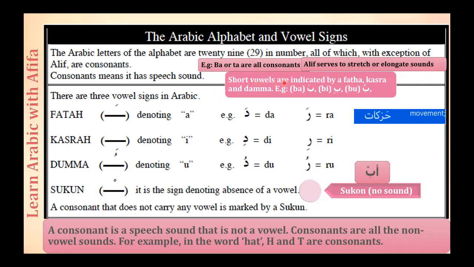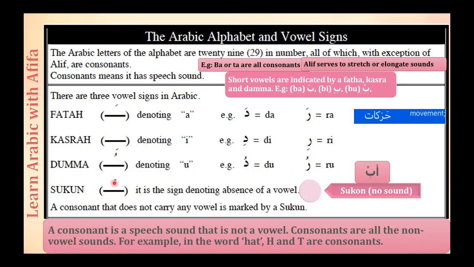Short vowels are indicated by a fatha, kasra, and dhamma. This sign you might be familiar with as a zabar. It is fatha in Arabic, denoting the a sound, da, ra. You may be familiar with this sign as a kasra. As a zair, it is in Arabic called a kasra, denoting the e sound, di and ri. And this is a pesh. In Arabic, it is called dhamma, denoting the u sound, du and ru.